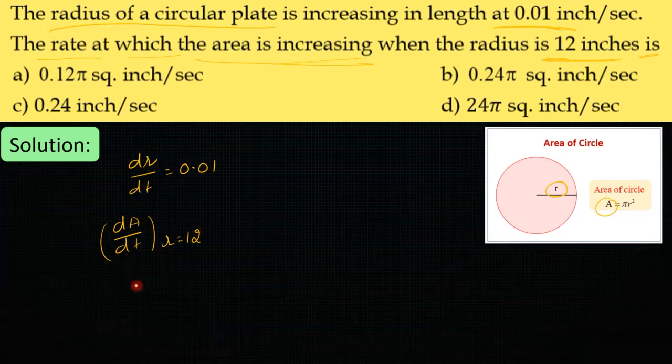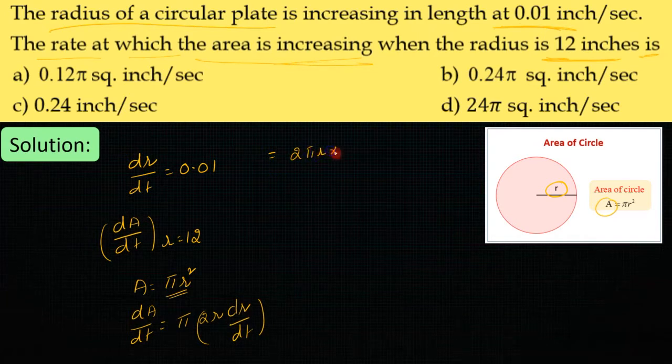Now we know that area of the circle is equal to pi r square. Now dA by dt is equal to, differentiating A with respect to t on both sides, we get, here pi is constant. Differentiation of r square with respect to t is 2r into dr by dt, that equals 2 pi r into dr by dt, that is 2 into 0.01, which is 0.02 pi r.